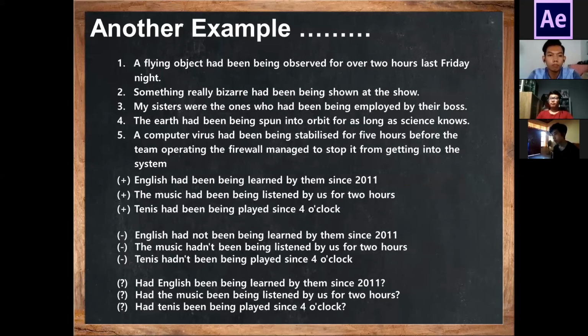Number 4, the Earth had been being spun into orbit for as long as science knows. Number 5, a computer virus had been being established for 5 hours before the operating firewall manager stopped it from getting into the system.